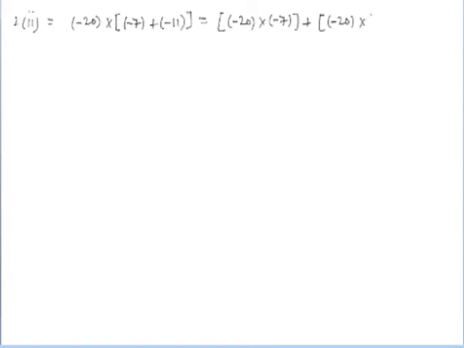Of the second question, first see this: minus 20 into minus 7 plus minus 11 is equal to minus 20 into minus 7 plus minus 20 into minus 11.